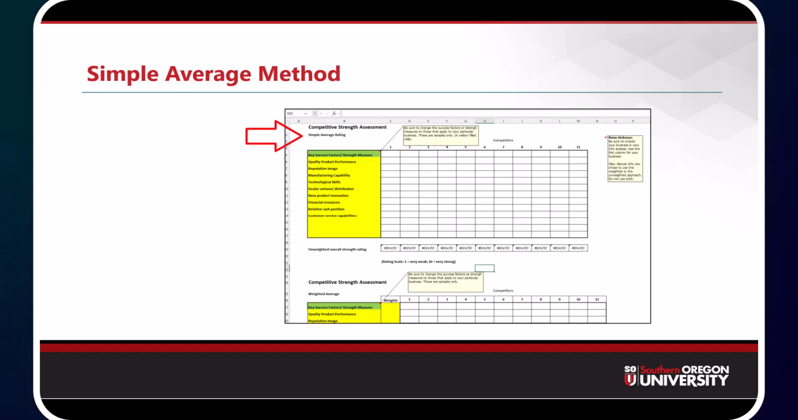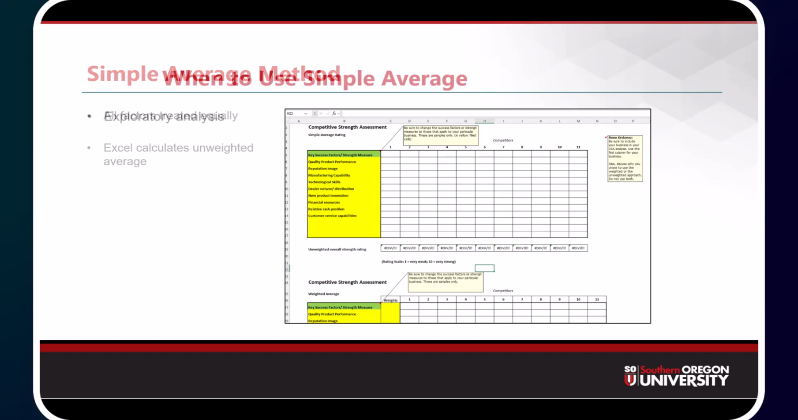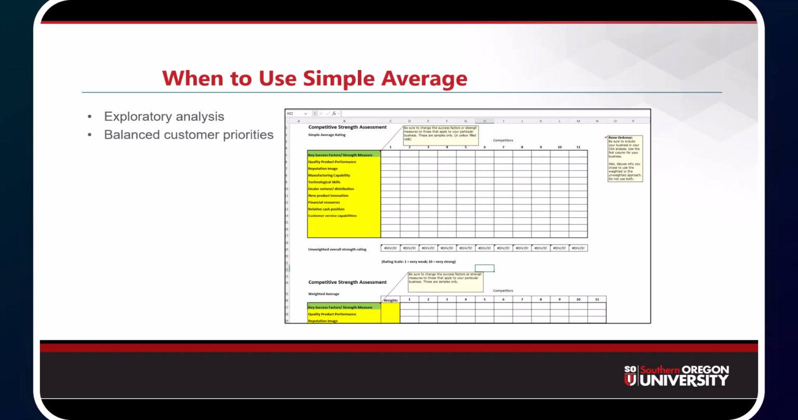The simple average method treats all success factors as equally important. Excel calculates an overall strength score based on straight averages. Use the simple average when customer priorities are fairly balanced or when you want a high-level comparison without emphasizing specific factors.